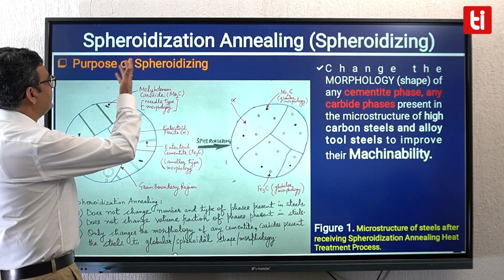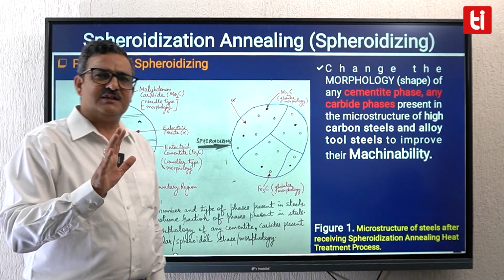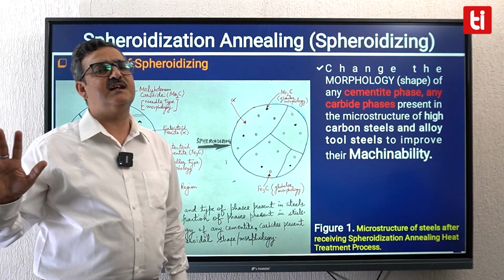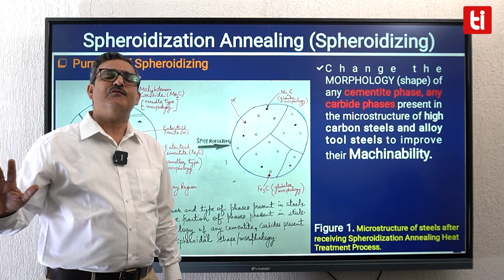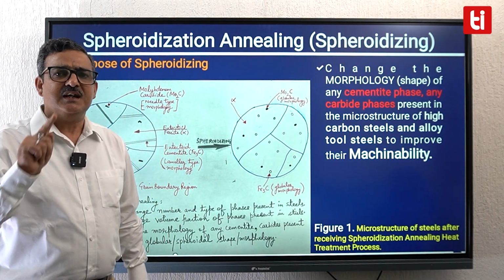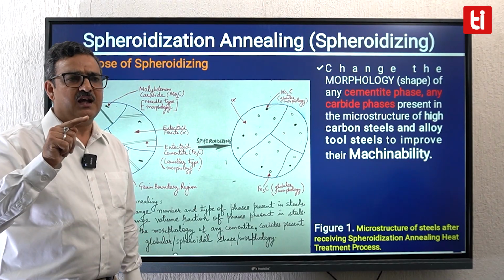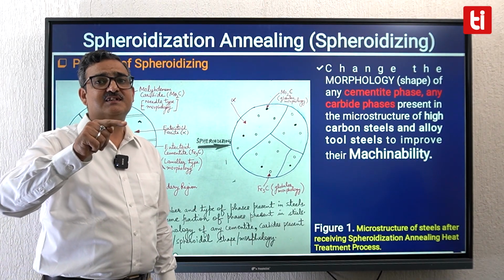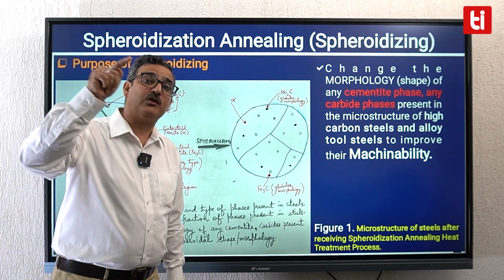So what does spheroidization annealing do for you? Spheroidization annealing would not change the phases that are present. It would not change the volume fraction of the constituent phases. It would only target the cementite phases or any carbide phases morphology.